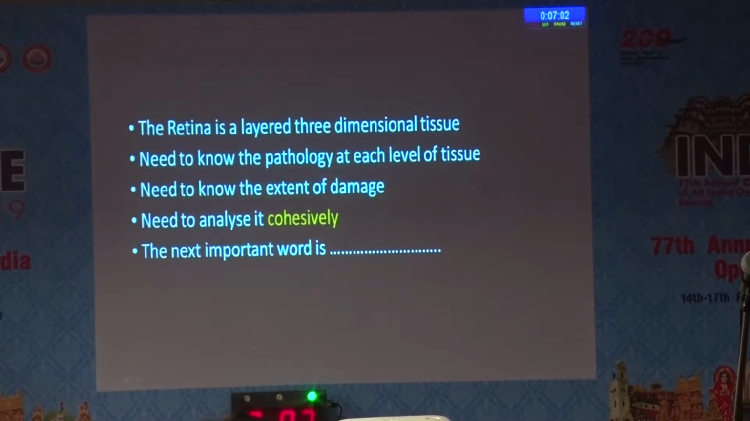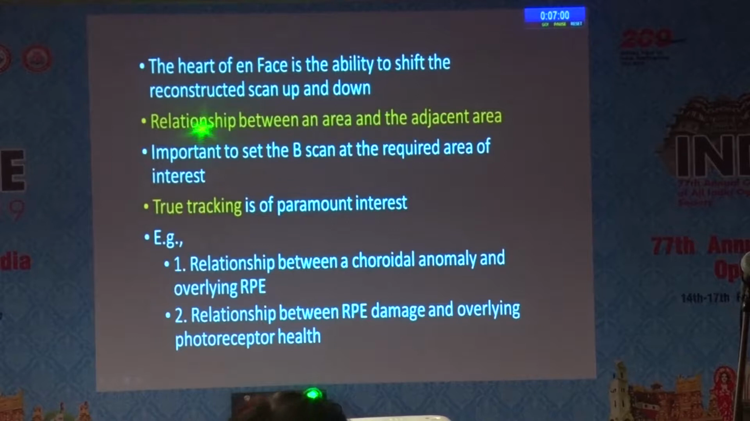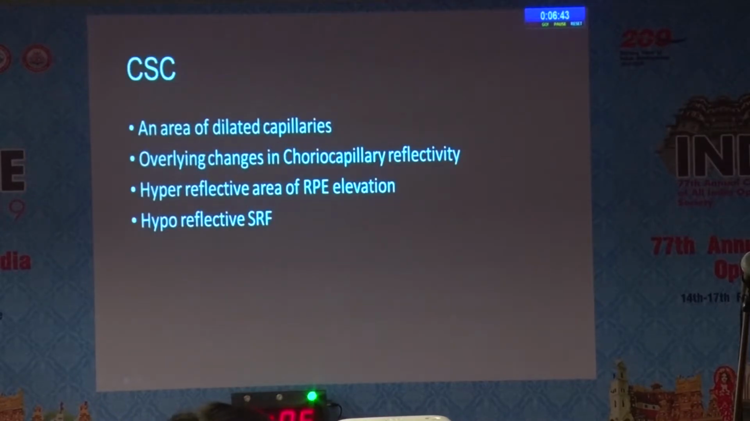You need cohesion. The cohesion is the most important thing. It tells you what is the relationship of an area to the adjacent area, the relationship of a pathology to the pathology above it. And for doing a beautiful en-face, this is the most important: your system has to have true tracking. It has to capture every image at exactly the same point.